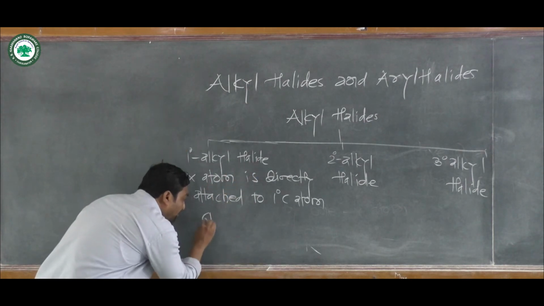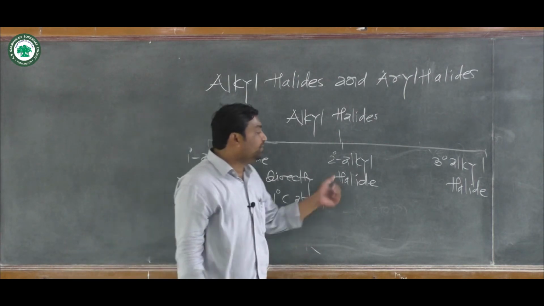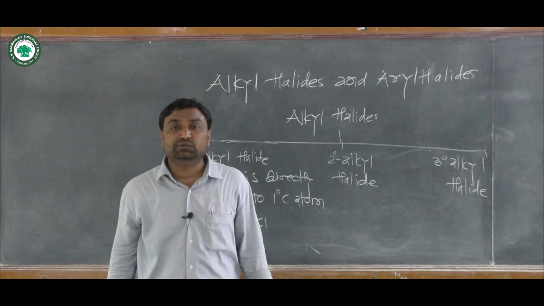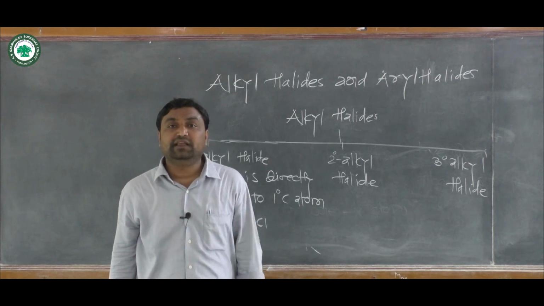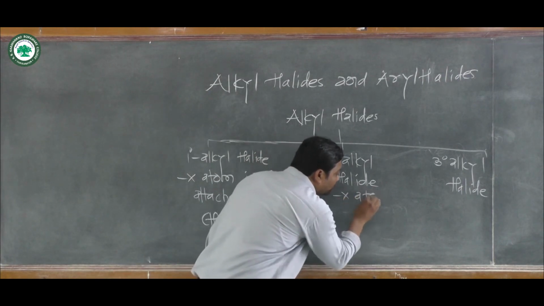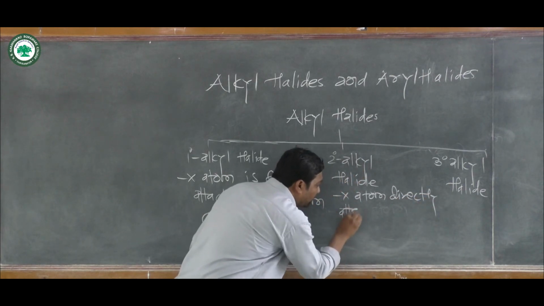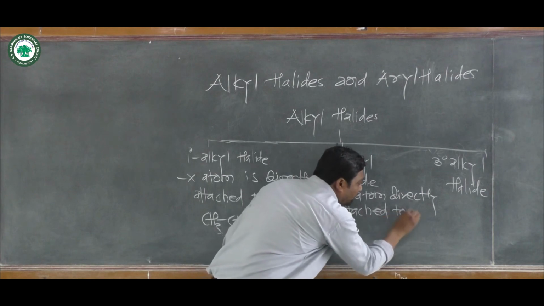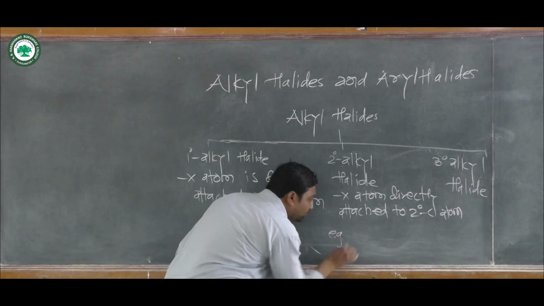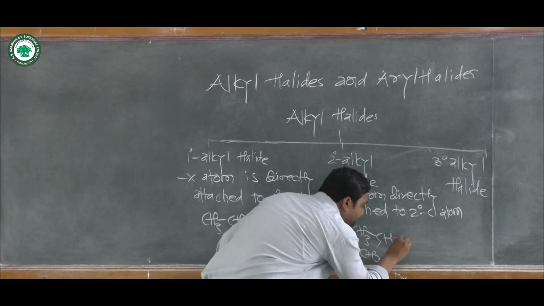It is the example of primary alkyl halide. In case of secondary alkyl halide, if the halogen atom is directly attached to secondary carbon atom, then that alkyl halide is called as secondary alkyl halide. Its example is isopropyl chloride.